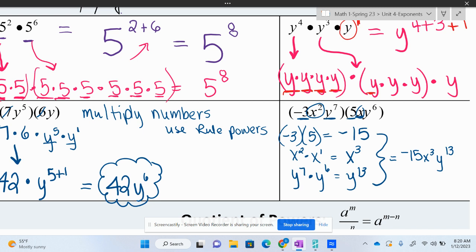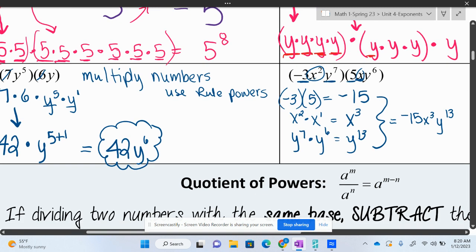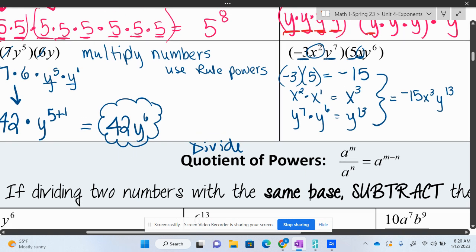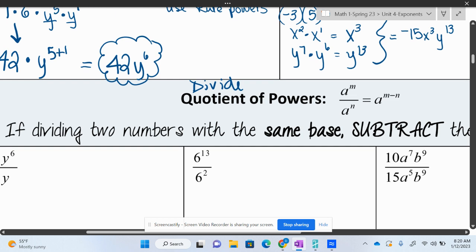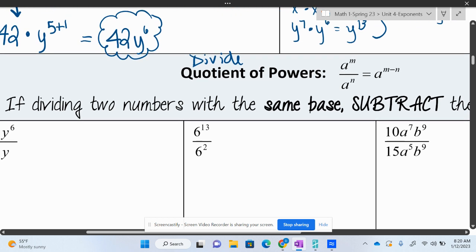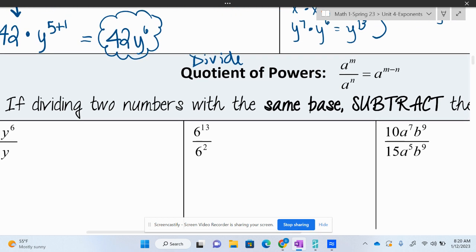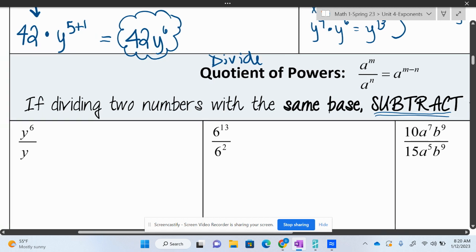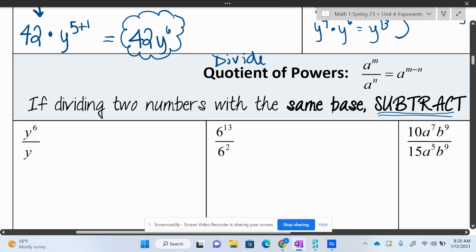So the rule is, when we divide, remember that quotient means divide, when we divide powers, we're going to subtract the exponents. When we divide them, we are going to subtract, because again, division is repeated subtraction. So we're going to start with this first one.